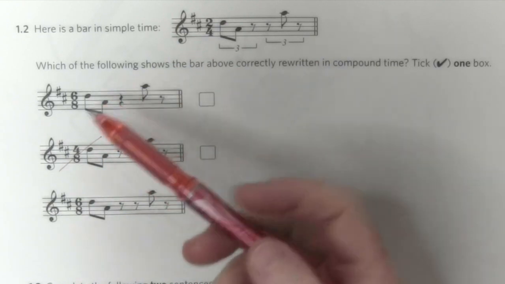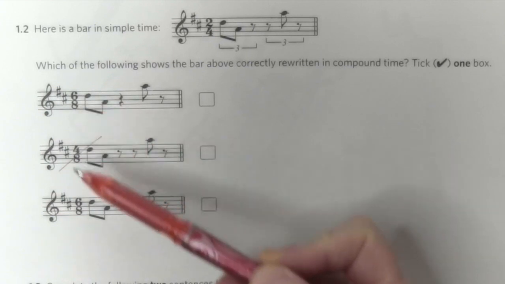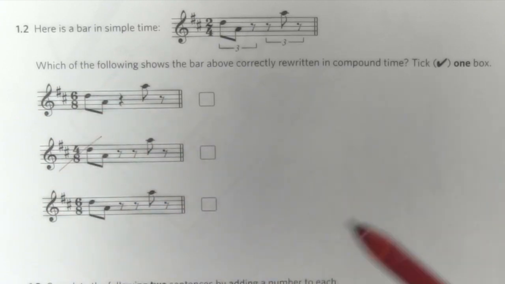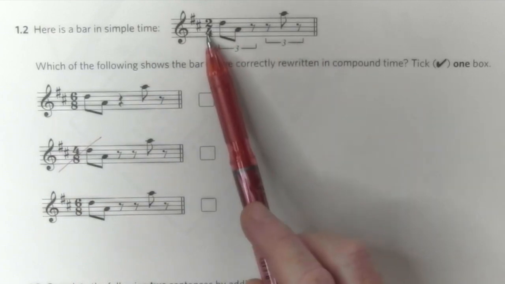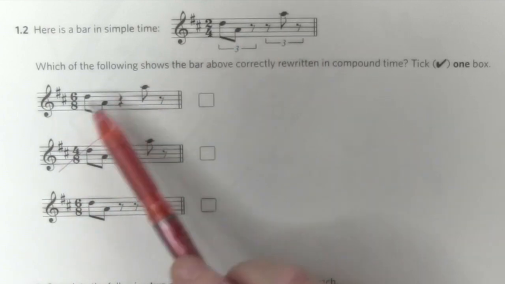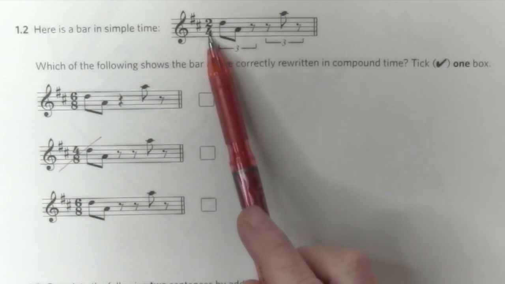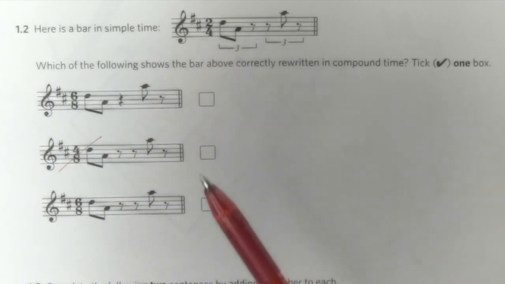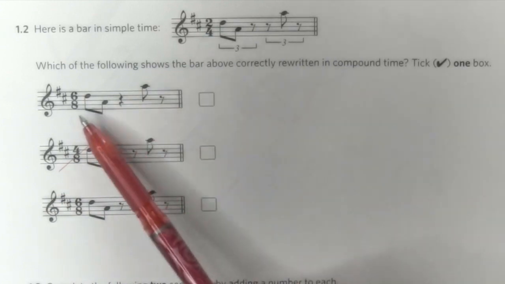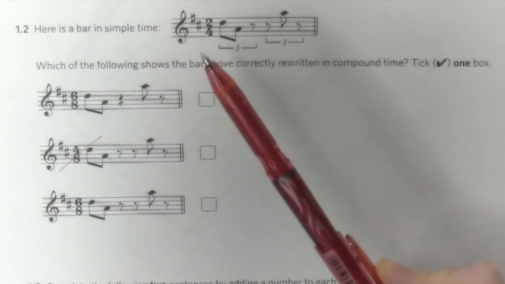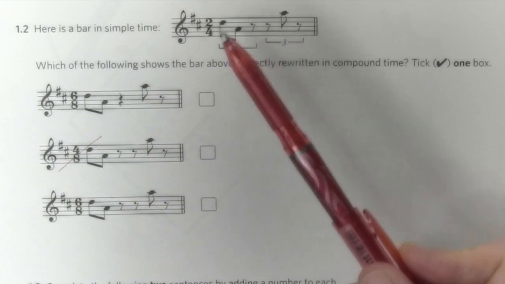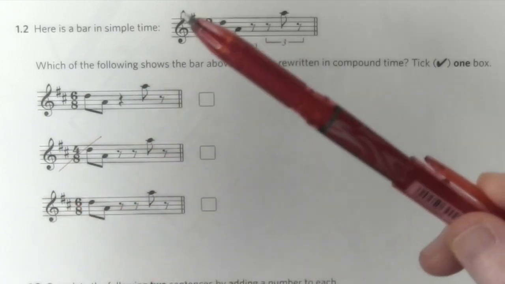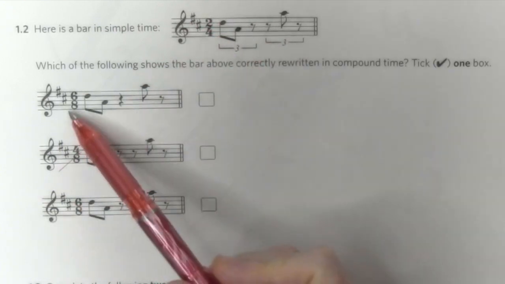The remaining options are both in 6/8, and this is the correct time signature. In compound time, 2/4 would become 6/8 because we have two movements with two subdivisions in each of them, 1 and 2 and. And here they become two movements with three subdivisions each. So 1 and 2 and. So 6/8, 6/8.